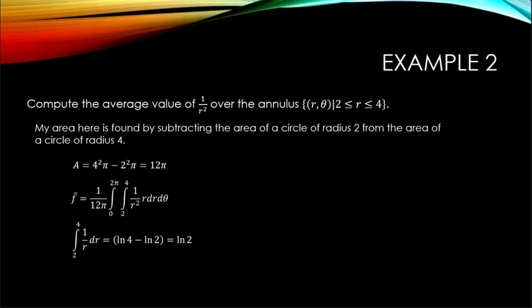This is the integral from 2 to 4 of 1 over r dr, which is equal to the natural log of 4 minus the natural log of 2, and that is just the natural log of 2, so that my average value of my function is given by 1 over 12 pi times the integral from 0 to 2 pi of the natural log of 2 d theta. This gives me the natural log of 2 over 12 pi times theta, evaluated from 0 to 2 pi. This reduces to the natural log of 2 over 6.